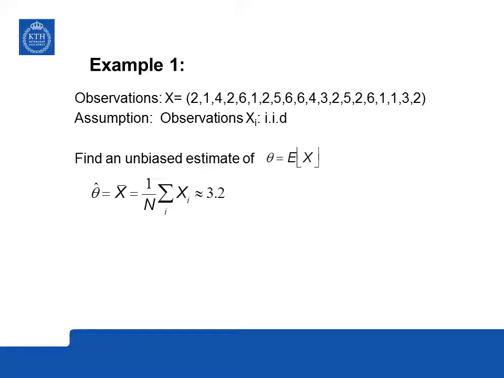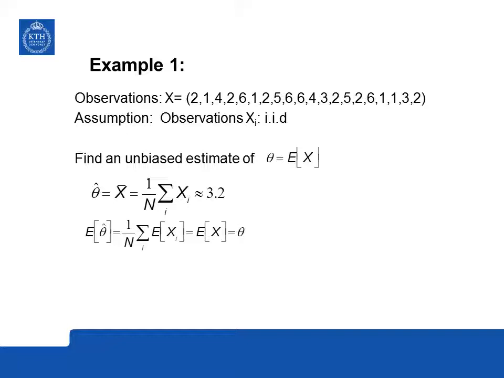Is this an unbiased estimator? So let's calculate the expectation of theta hat. And as we can see, since we can interchange the summation and the expectation operator, the expectation of theta hat is exactly the expectation of x, which is theta. So the bias of this estimator is 0.